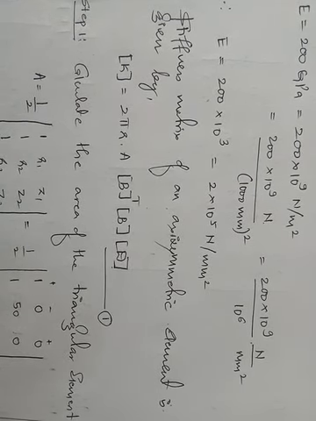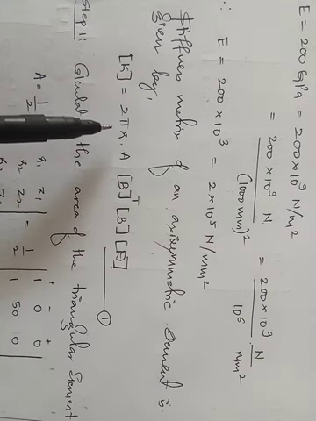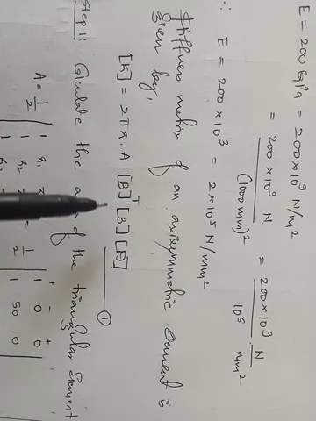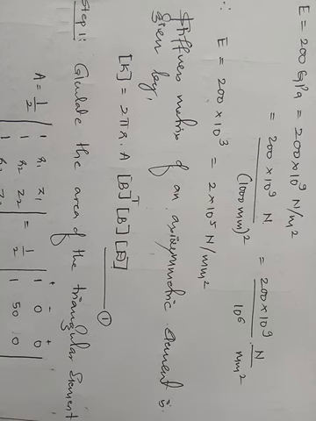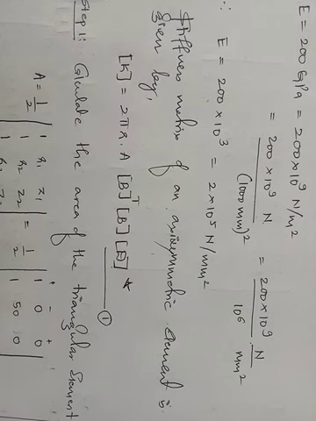The stiffness matrix of an axisymmetric element is given by the formula, which is going to remain fixed: K = 2 pi r into A into B transpose B into D. You need to remember this formula. What these individual terms are, I'll tell you later.